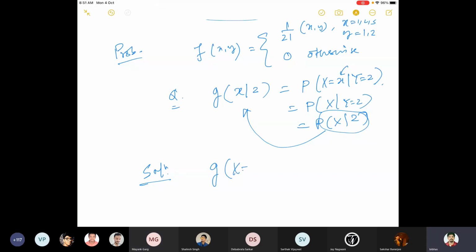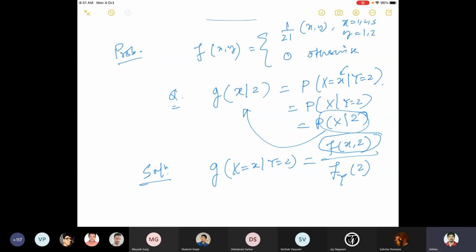So this is small x equal to this given 2. So y is equal to 2. And this should be according to the formula. This is f of x,y, right? y is equal to 2 here. This is already given to me, divided by f of y at 2. So from this joint, I have to first find, so I know this value, right?